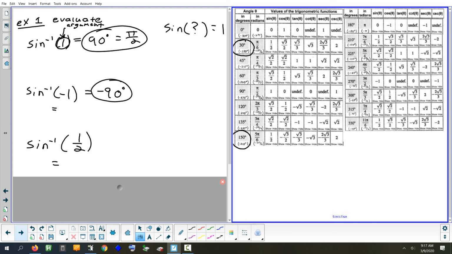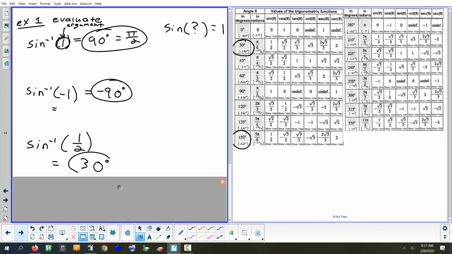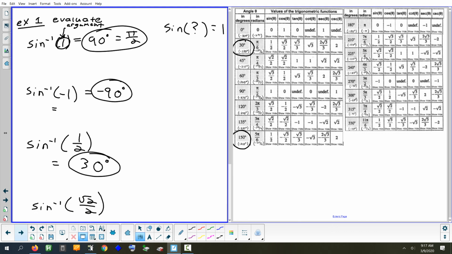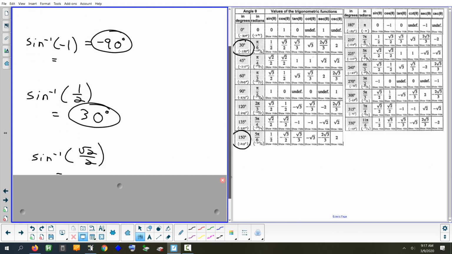So really now you've got a choice of 4 things you could tell me. 30, negative 330, 150, negative 210. There's only one answer there that is the one we all agreed we're going to go with. What's the correct answer? 30. No other answer there is between negative 90 and 90. And no matter what number you ever pick, you will never have more than one choice between negative 90 and 90 for inverse sine.